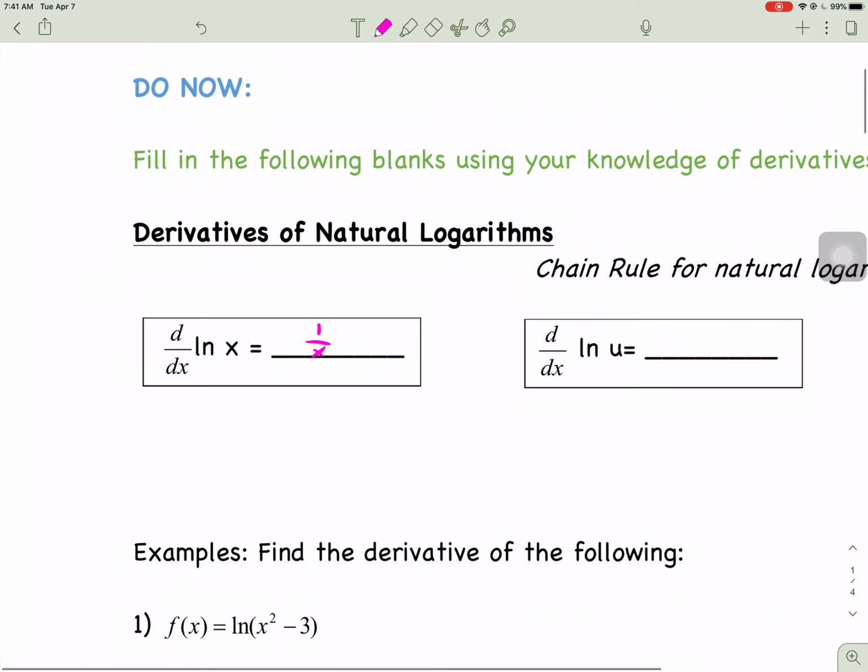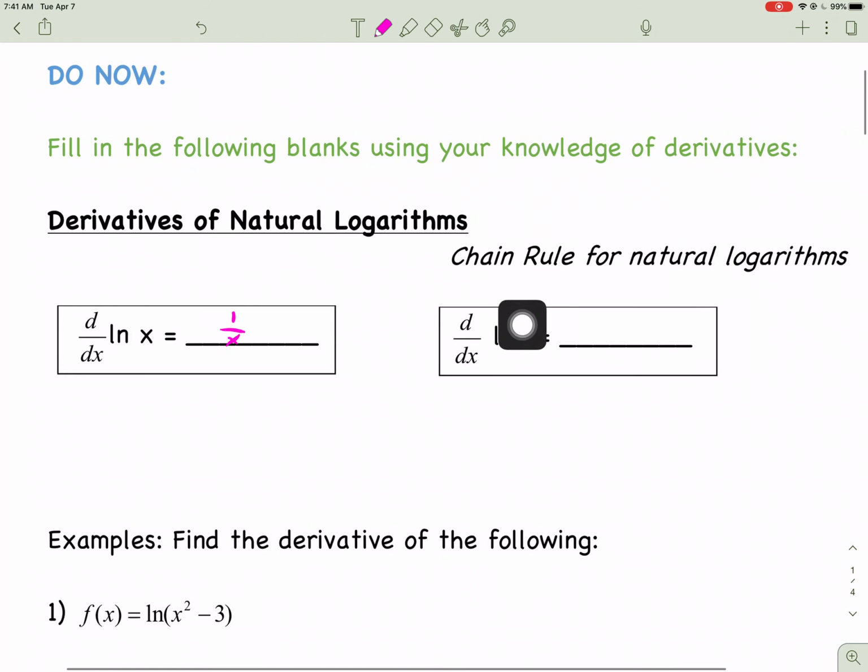Okay? Now, it's just 1 over x, but what happens if you have some function u in there, anything besides just x? Well, the reason it's just 1 over x is because the derivative of x is just 1. So technically the derivative is 1 over x times the derivative of the denominator. So the derivative of any function ln of u is 1 over u times u prime, times the derivative of the denominator. So let's take a look at what that looks like.